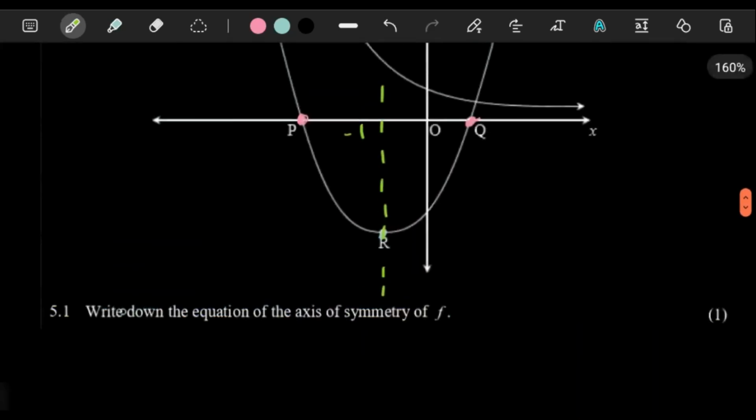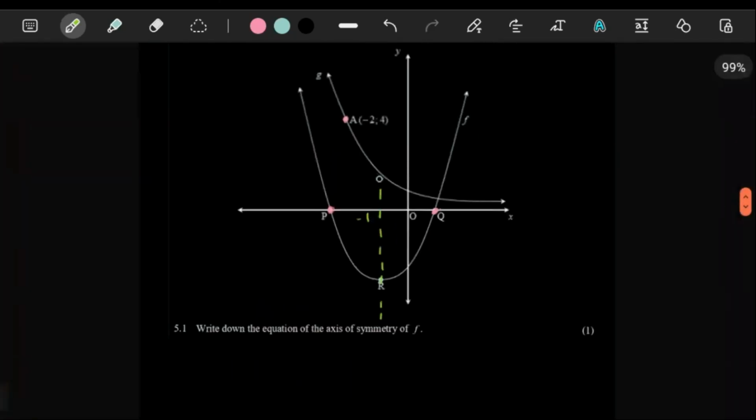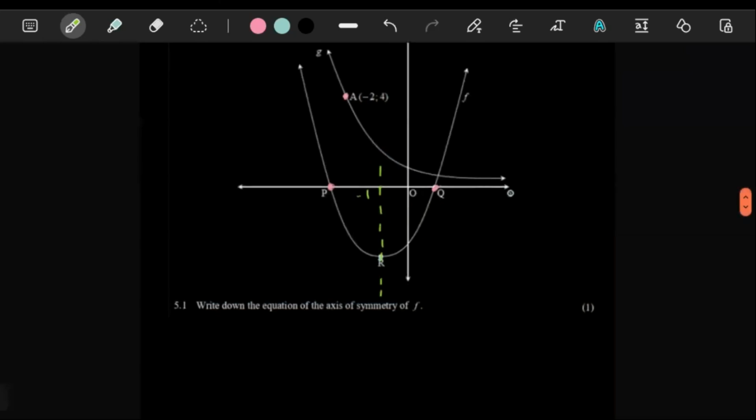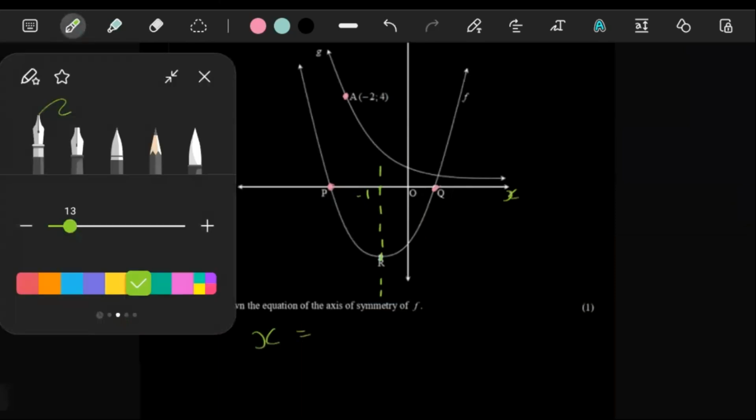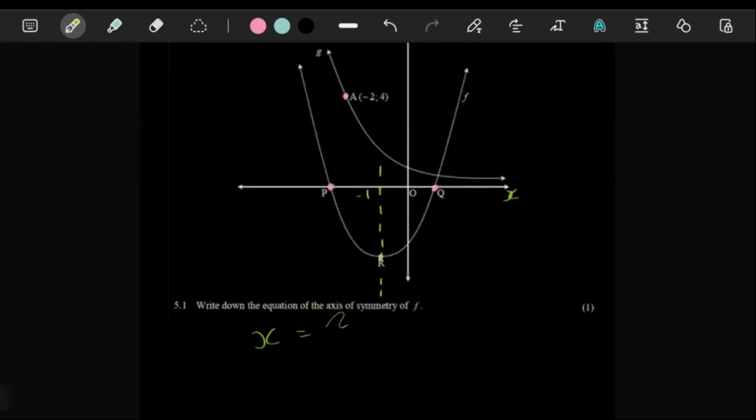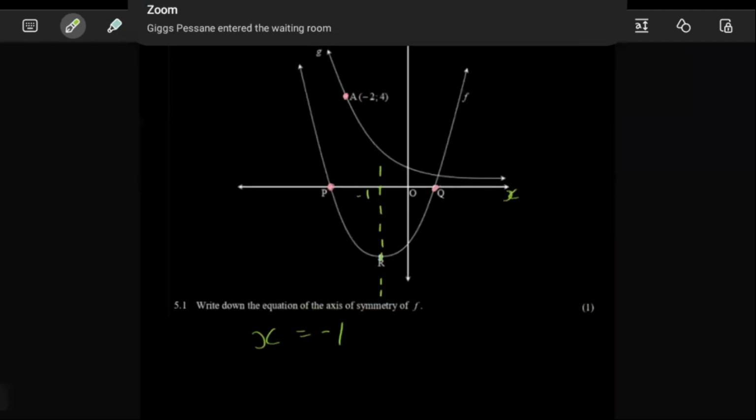For one single mark here, they said write down the equation of the axis of symmetry. Getting the equation of the axis of symmetry is also something we already have here, because the axis of symmetry will pass through the x value of the turning point. Its equation will be based on the x value that it cuts, because this is a vertical line going straight down. So the equation of a line like this one, you'll always say x is equal to whatever x value it is cutting on the x-axis.